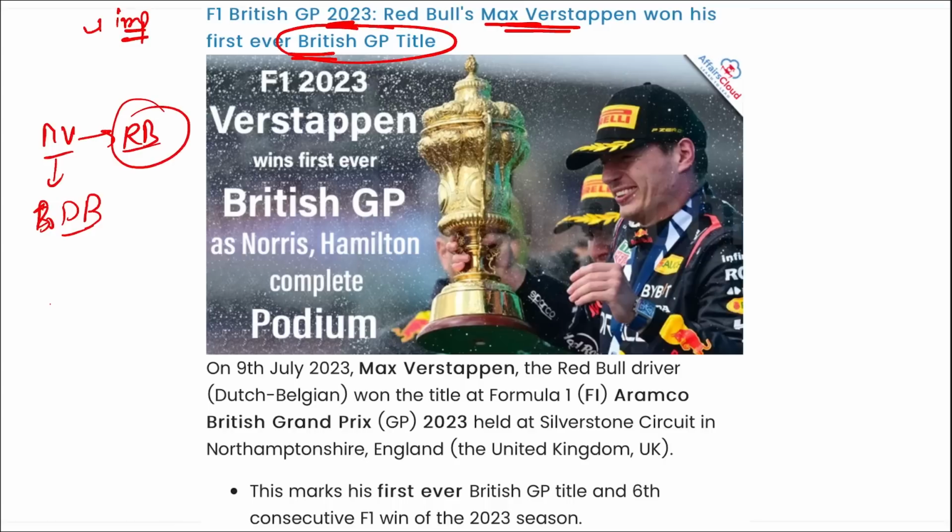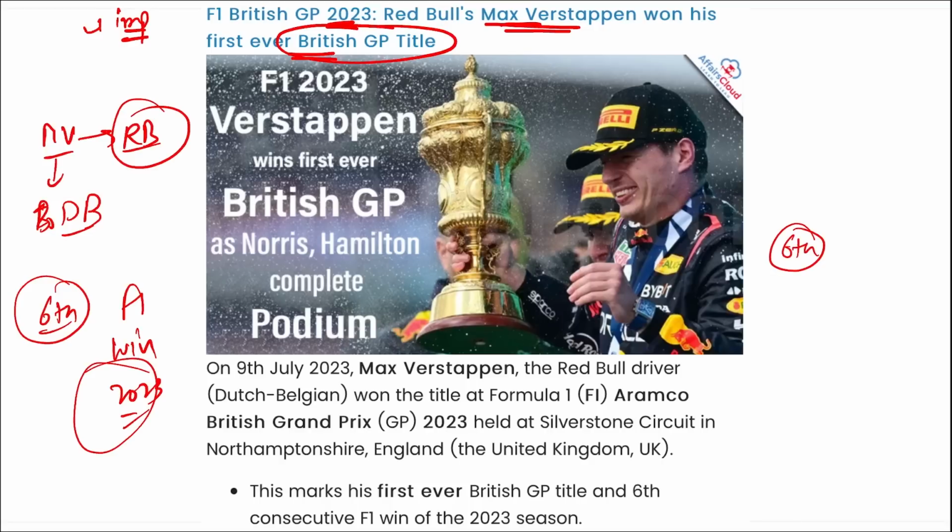And remember, this is his sixth consecutive F1 win for the season 2023. Also, this marks Max Verstappen's 8th win of the season and Red Bull's 10th consecutive win for 2023. The other two titles were won by Sergio Perez, that is Saudi Arabia Grand Prix and Azerbaijan Grand Prix. Correct? So this is Max Verstappen's sixth consecutive win, and this is his first British Grand Prix title ever. Next.